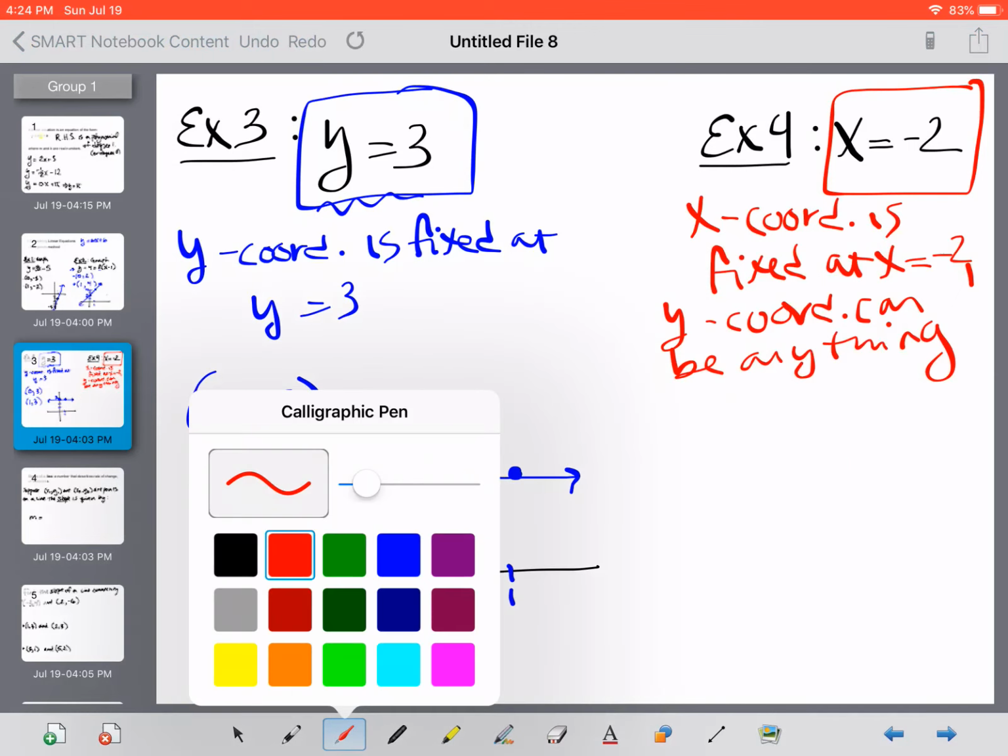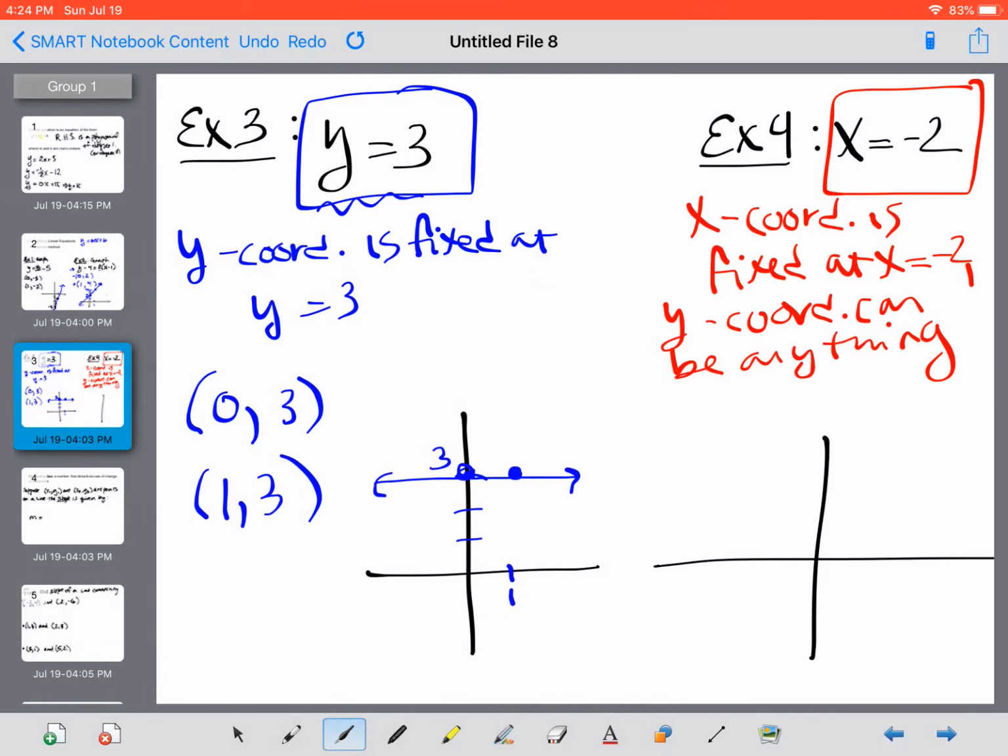So let's graph this. We've got points at, whoops, I accidentally erased them. But our points were at (-2, anything): (-2, 0), (-2, 1), whatever you want as long as the x-coordinate is -2. So those 2 points are here. That's enough to determine my graph, and we get a vertical line. So vertical lines are always going to be of the form x equals some real number, where that number is the x-intercept. And horizontal lines are always going to be of the form y equals a real number, where that number is the y-intercept.